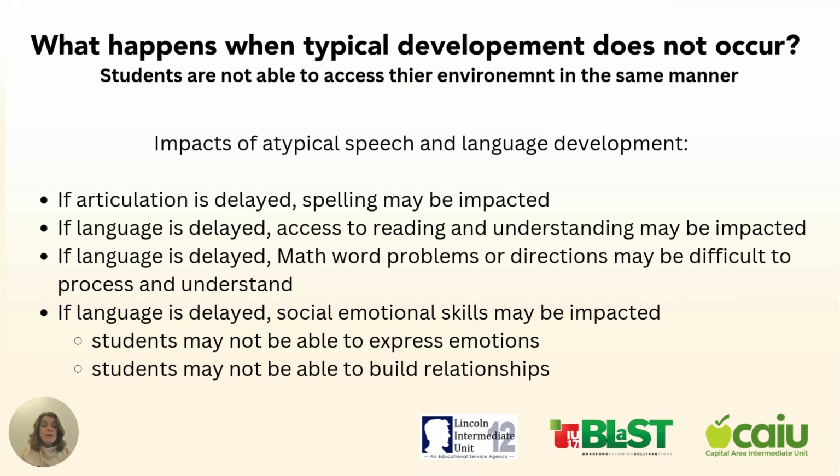If language is delayed, our social emotional skills may be impacted. That means I might not be able to express my emotions. Think about a student that you know that has language delays and has trouble expressing their emotions. What do they typically do instead? How do you know how they're feeling?